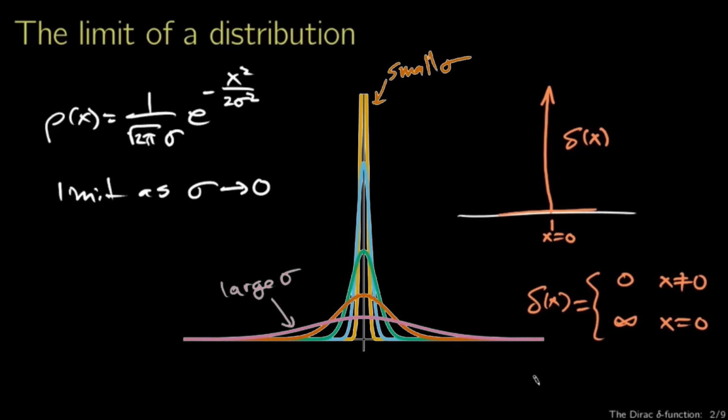So you always have to add an extra condition here, for instance, the integral from minus infinity to infinity of delta of x dx is equal to 1. That essentially sets the specific value of the infinity here such that the integral equals 1. But thinking of it as the limit of a distribution is essentially the actual definition of the delta function.